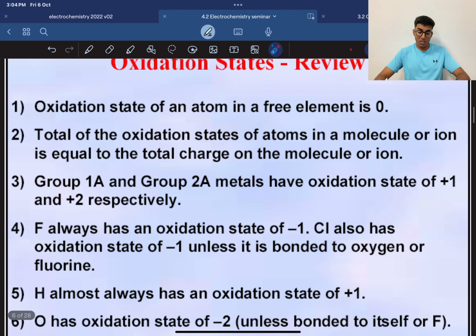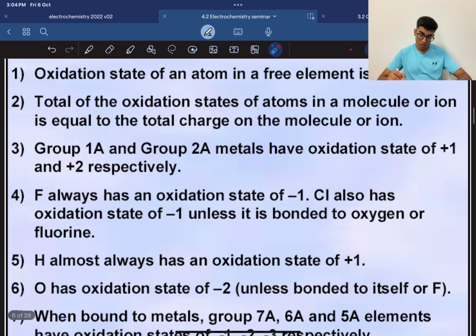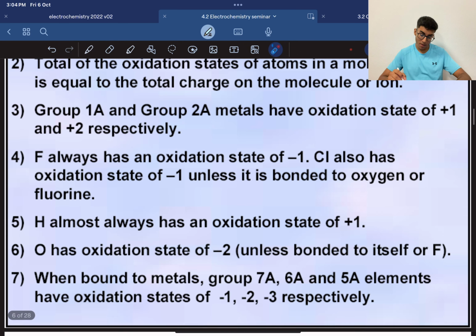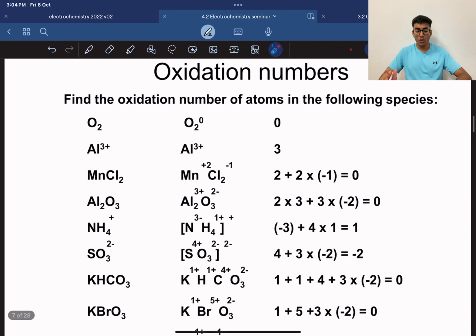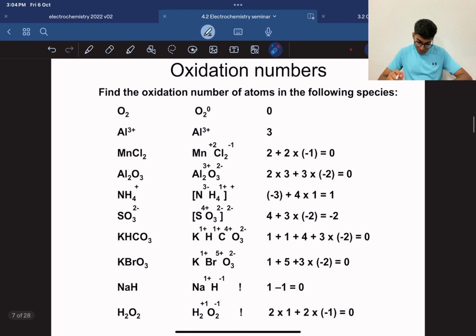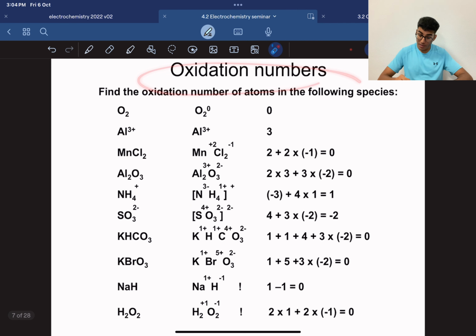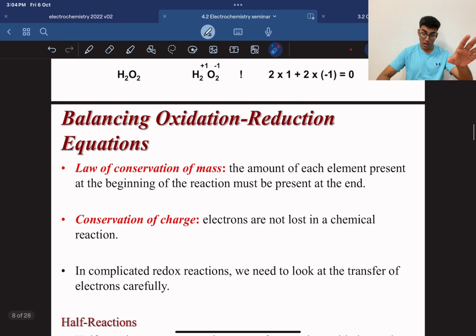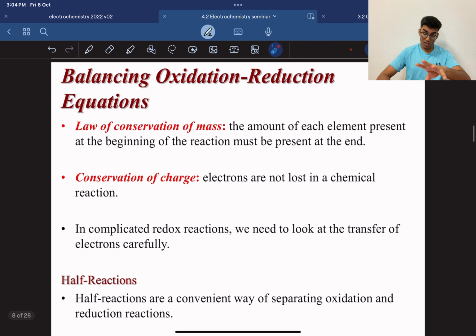Moving on, oxidation states. Oxidation state of an atom in a free element is 0. Total oxidation states. Nah, we don't need this page. It's not a bad thing if you remember it, but I don't think you need it. Let me explain why. Balancing oxidation reduction reactions, I will teach that. This is just, we don't need it.